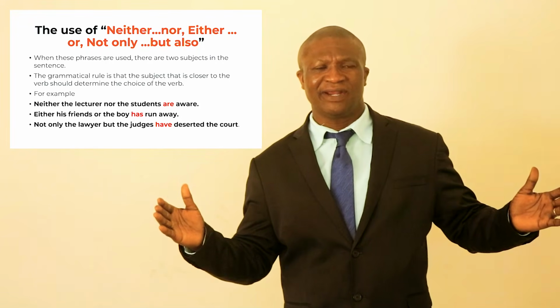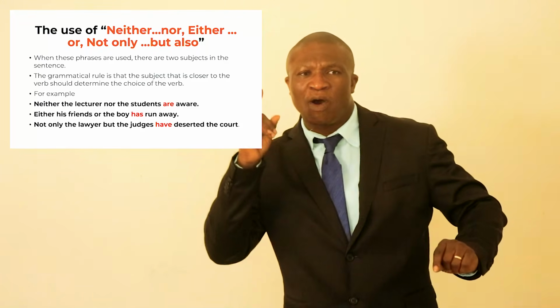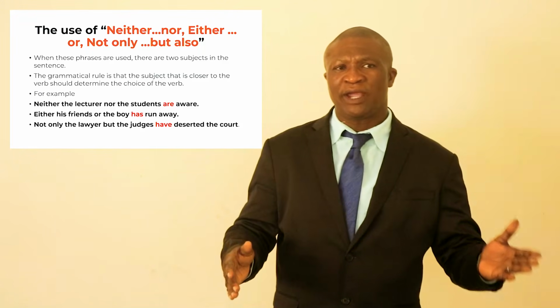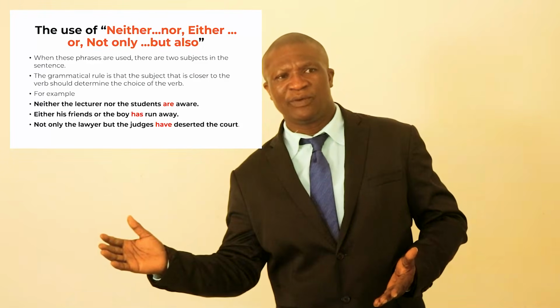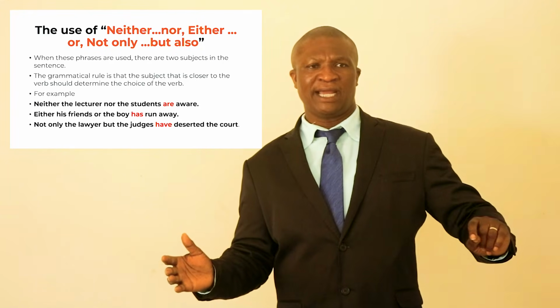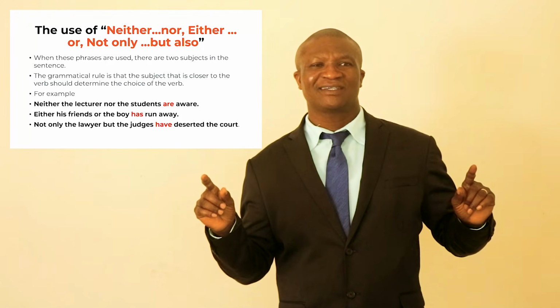That's great. Then next example: either his friends or the boy has. So we have the boy closer to the verb. So it should be: the boy has run away. Not only the lawyer, but the judges have deserted the court.